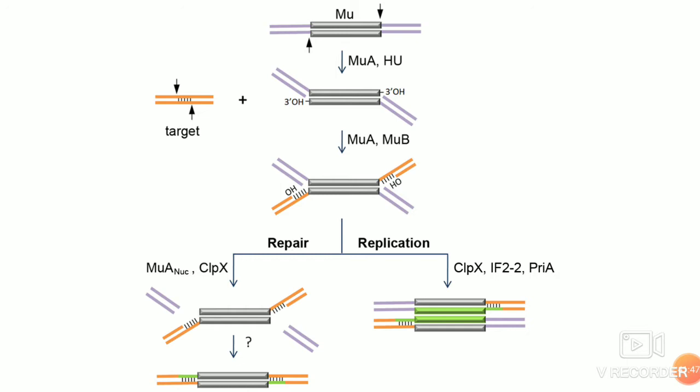So there is a cut made by the MuA in association with HU protein, and on the target DNA also. Then in association with MuB, it integrates the viral genome into the host DNA target site, and then it can undergo a repair mechanism strategy to allow the final integration, or it can undergo a replication based mechanism, where it makes two copies of the viral genome and gets integrated into the host genome.